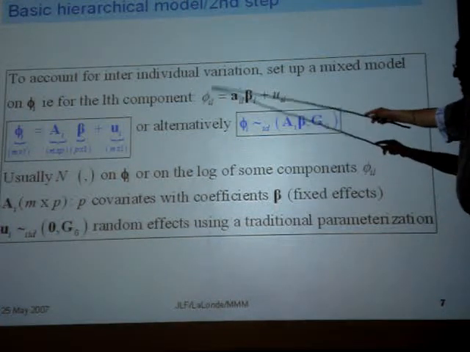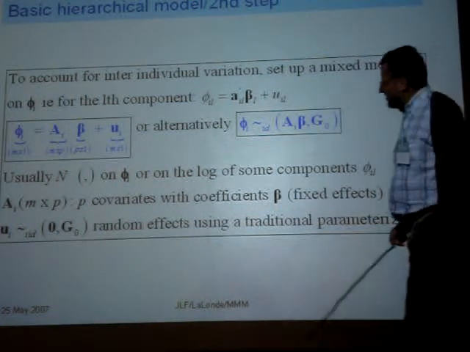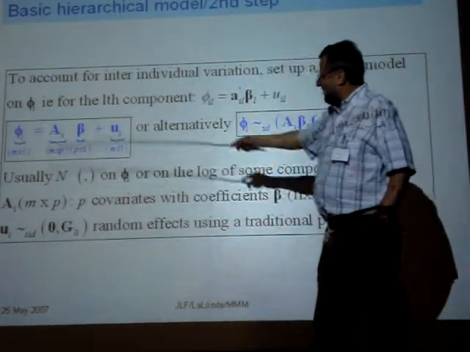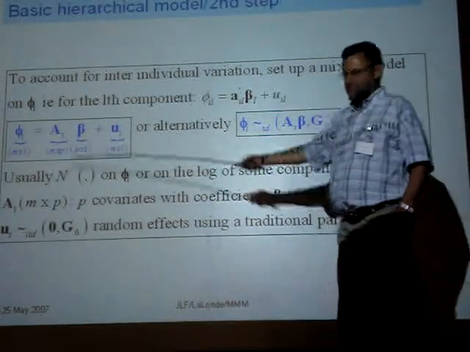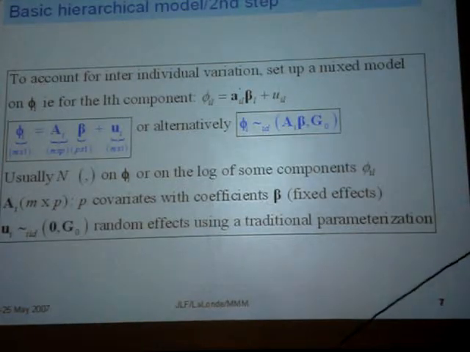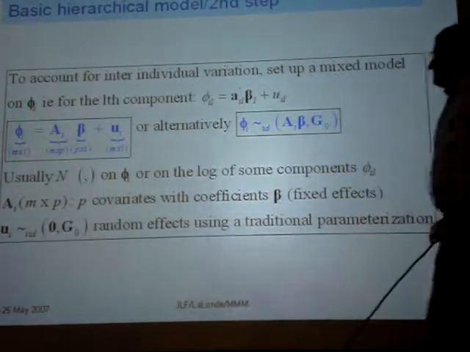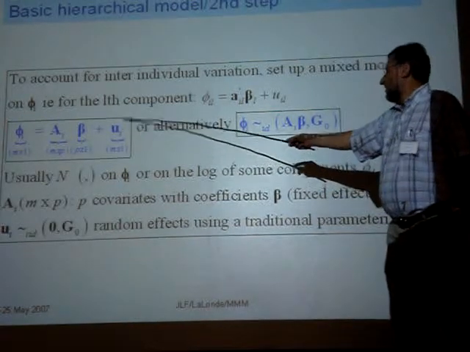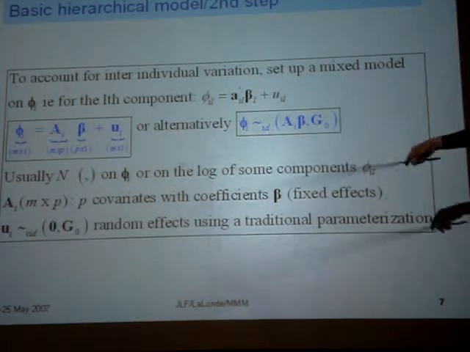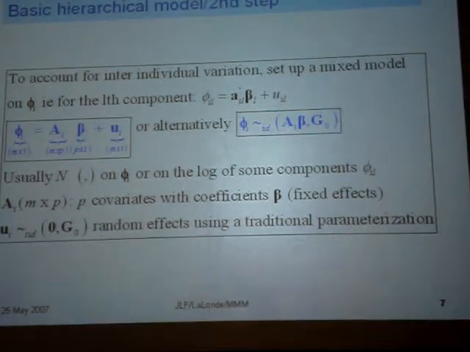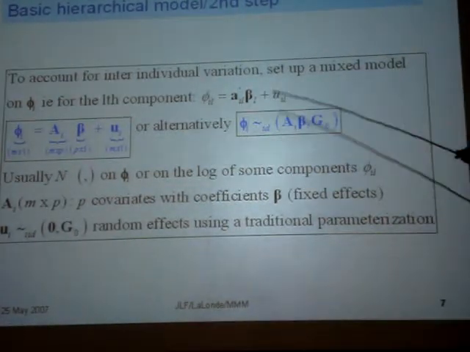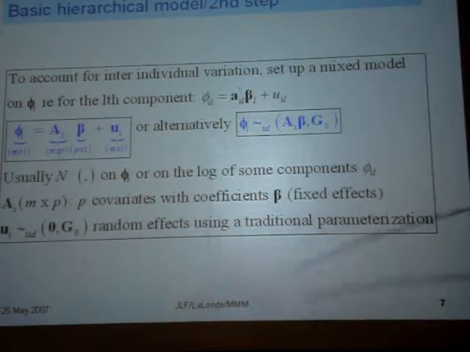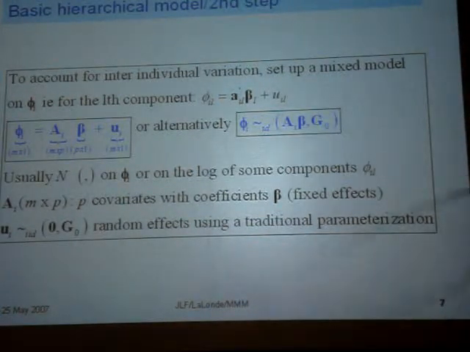So if we collect all the components, we can write under the vector form, phi i having m components, equal Ai, the incidence matrix with m rows, times beta, the fixed effects, plus ui, the centered random effect with m components. We can alternatively write this as phi i distributed, we'll see what kind of distribution, with expectation Ai beta and variance covariance matrix G0.